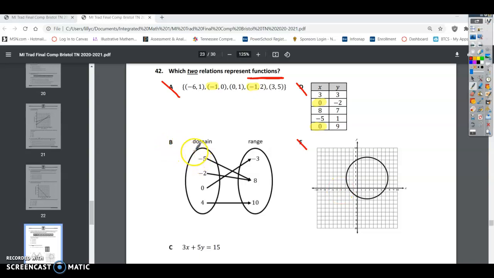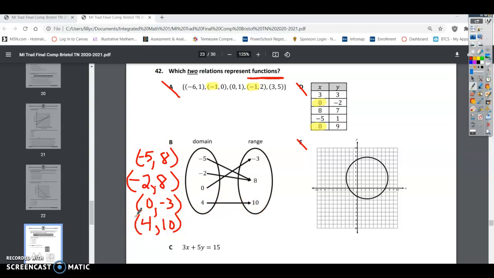All right, moving over here, the domain is -5, -2, 0, 4. If you wrote these as ordered pairs, it would be -5 goes to 8, -2 also goes to 8, 0 goes to -3, and 4 goes to 10. We're only looking at the domain, which is your x values: -5, -2, 0, 4. Even though it has repeated y values, that doesn't matter. To be a function, your x's have to be unique. Since the x's are unique, B is one of our choices.